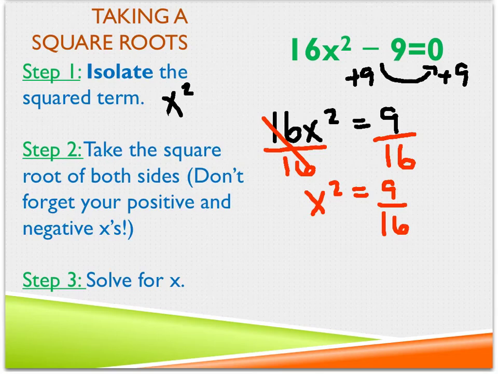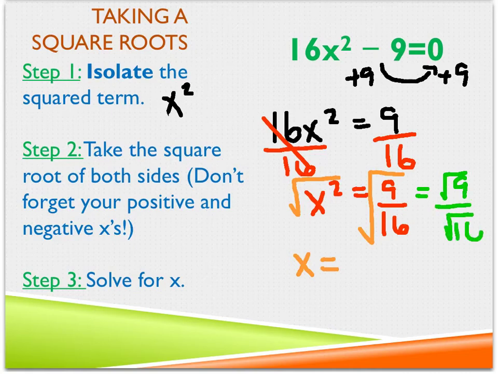Now that my squared term is isolated, I take the square root of both sides. So that's step 2. Take the square root of both sides. Okay, hopefully you remember how to do this. So remember the x squared and the square root kind of cancel out. So that's x equals. Hopefully you remember how to simplify this. So that's going to be the square root of 9 over the square root of 16, which is 3/4.